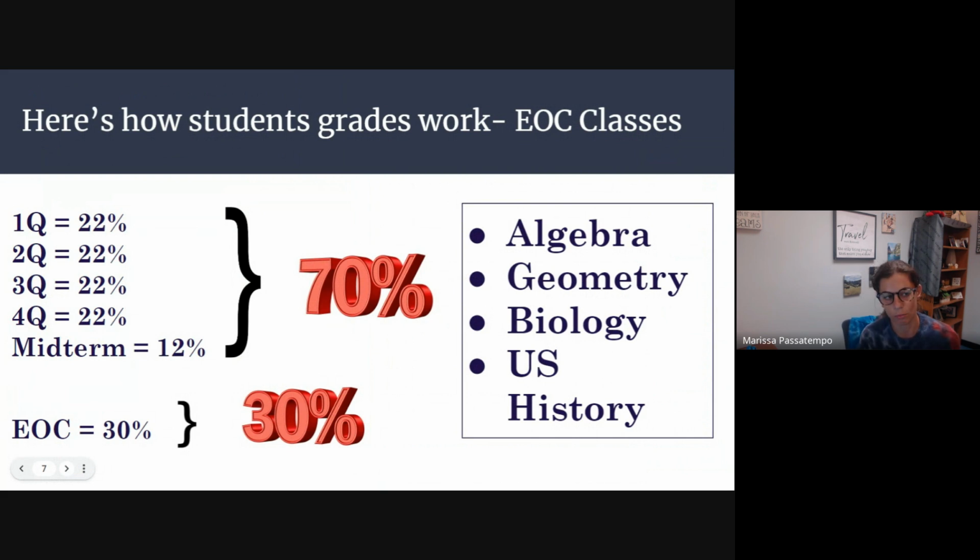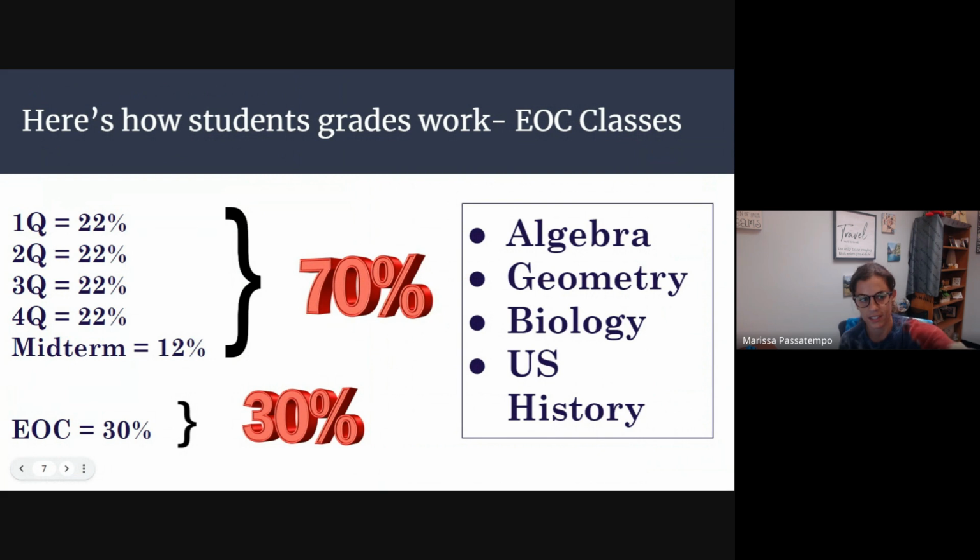So the way the grade is broken down is quarter 1 is 22%, quarter 2 is 22%, quarter 3, same thing, quarter 4, same thing. So then there will be a midterm, and that will be 12% of the grade.